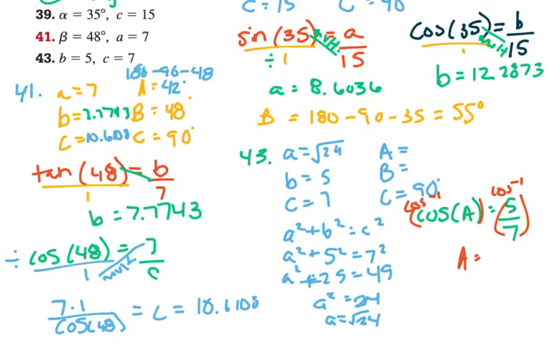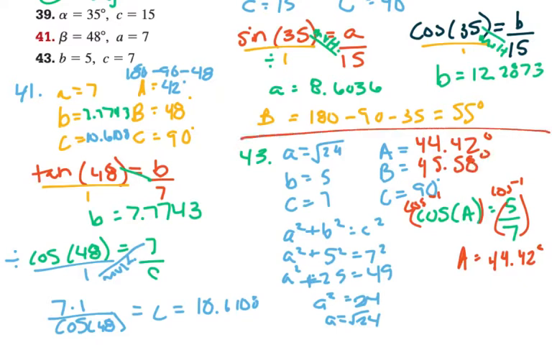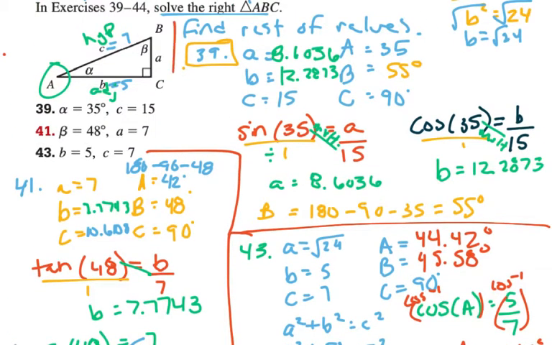Cosine inverse of 5/7 is 44.42 degrees. And so, if we take 180 for the whole triangle, minus 90 minus 44.42, we're going to get 45.58 for the other angle measure. So, kind of a lot going on there, but totally doable. Okay.